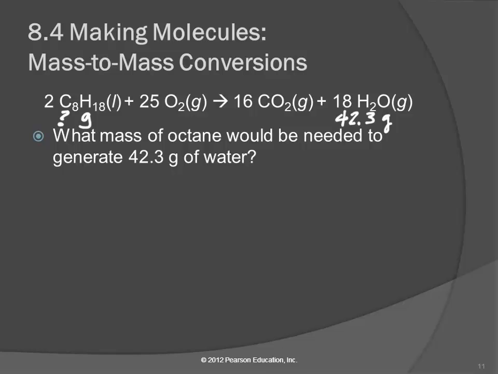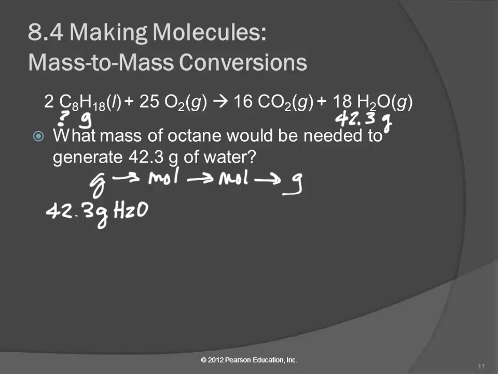Mass to mass. So what's the path? What's the map? Grams to moles to moles to grams. Okay, so that's our pattern. So we're going to go grams to moles to grams. So we're going to start out here with 42.3 grams of, and you need to write the formula in there. This map has 3 arrows, and so we're going to have 3 conversion factors.